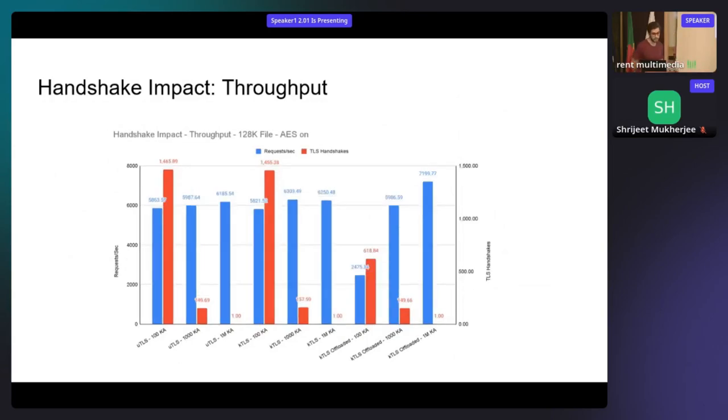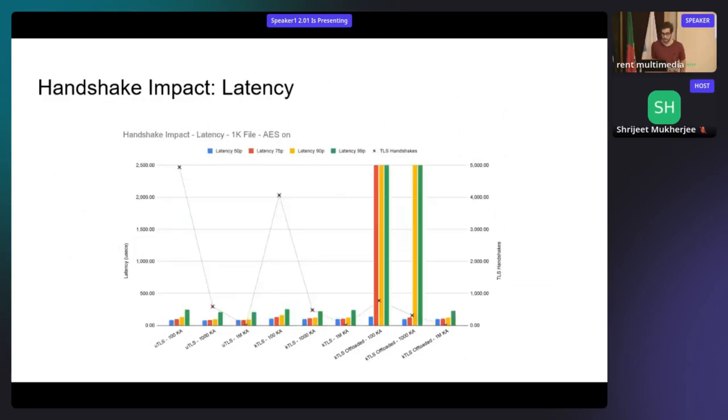And by 120K, when we increase the file size, KTLS offload jumps ahead of everyone. And remember, this is while consuming 35% less CPU. And this also happens for the latency graphs.